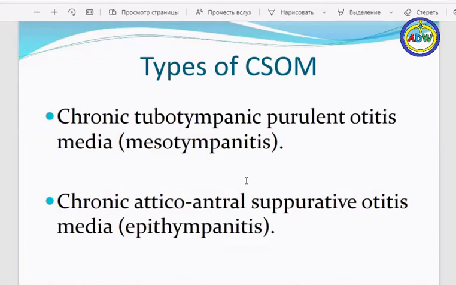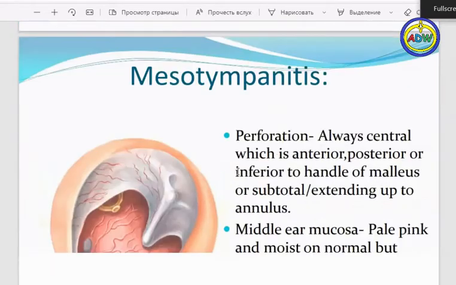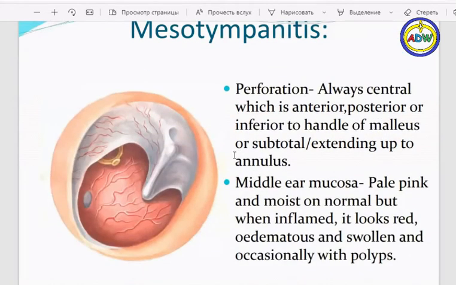Chronic atticoantral type of suppurative otitis media. Atticoantral means the attic and the antrum, mostly the posterior superior part. Posteriorly it is the antrum, and superiorly it is the attic, or epitympanitis, when the epitympanum is affected. Those are the 2 main types. But the third is maybe epimesotympanitis, when all the structures are involved.